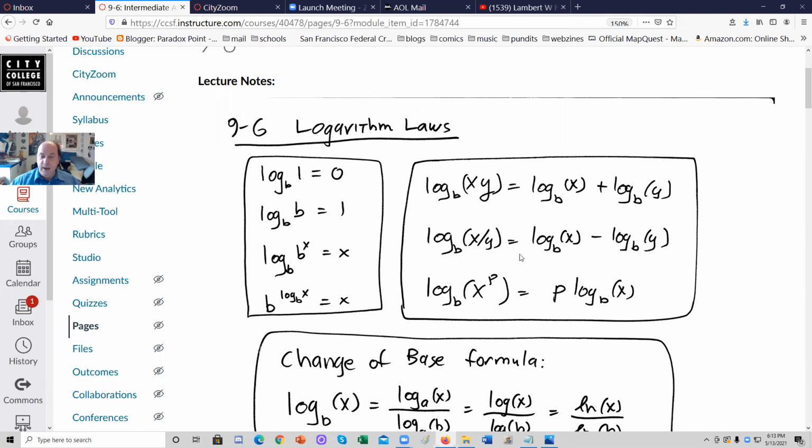Now, here's log base b of x to a power p. Raising something to a power p is basically repeated multiplication, x times itself p times. And so since logarithms turn multiplication into addition, it turns repeated multiplication into repeated addition, or in other words, multiplication. Log base b of x to the p is p times log base b of x.